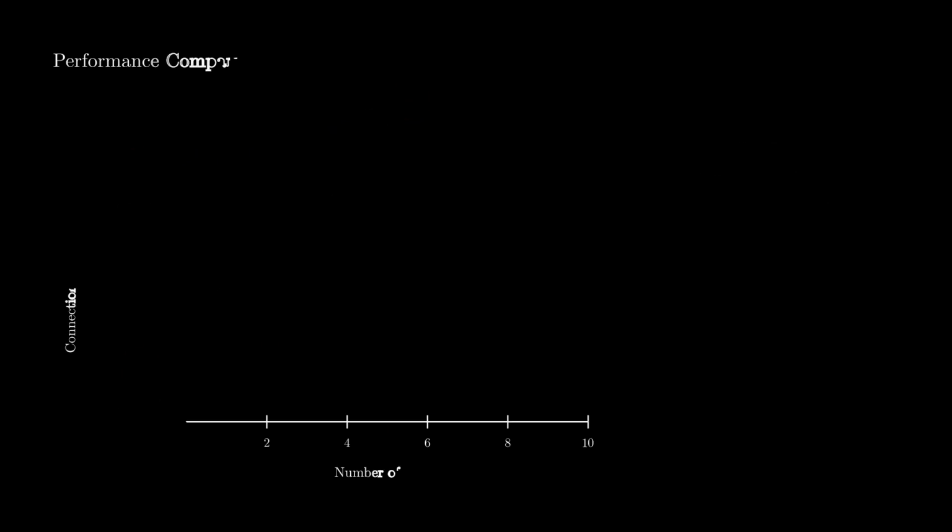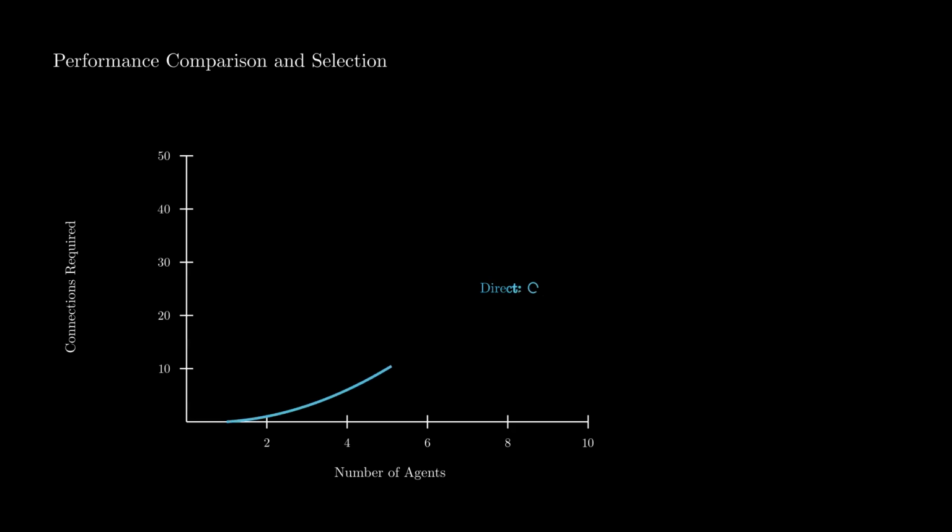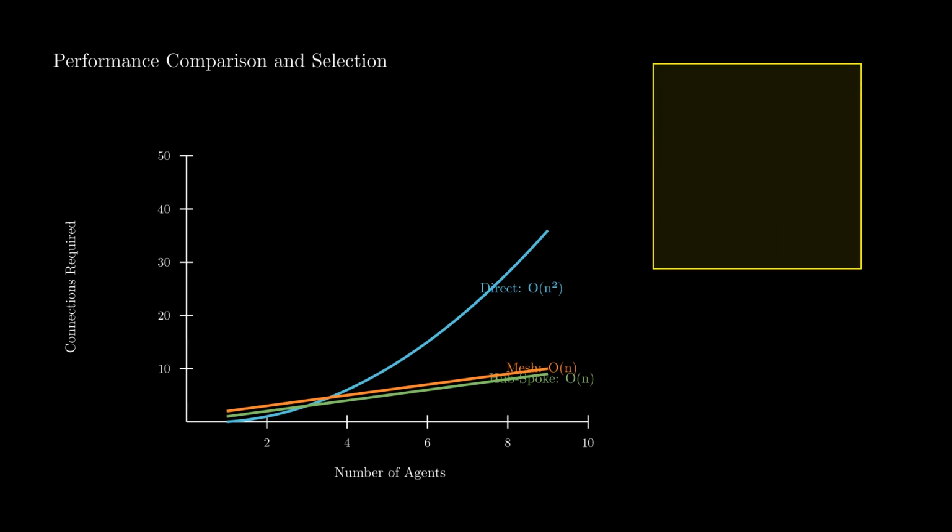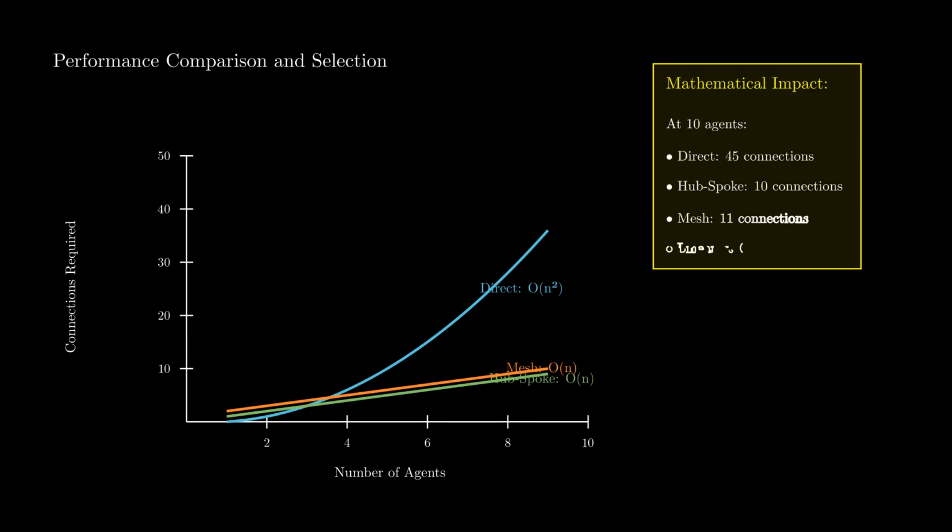Let's quantify these trade-offs. Direct communication scales quadratically. The blue curve shows how connections explode with agent count. Hub-spoke and mesh both scale linearly, much more manageable. The mathematical difference is dramatic. At 10 agents, direct needs 45 connections, while hub-spoke only needs 10.